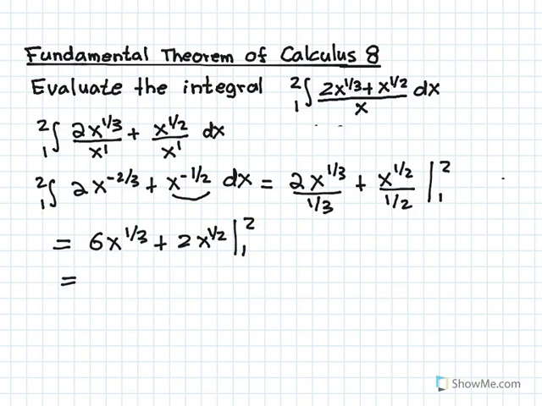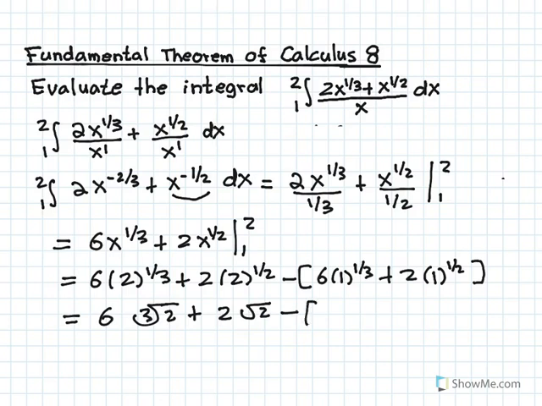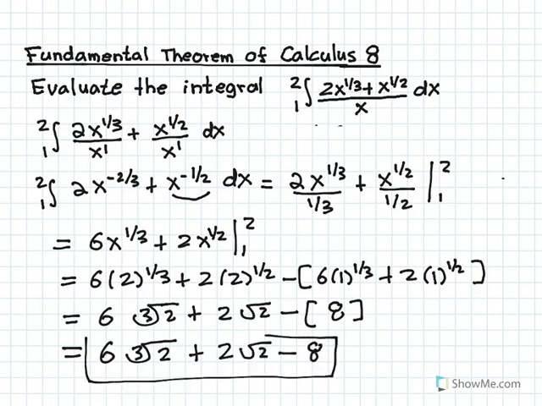Let's put the upper limit in. We get 6 times 2^(1/3) plus 2 times 2^(1/2), minus, plugging in 1, 6 times 1^(1/3) plus 2 times 1^(1/2). So simplifying further, we get 6 times the third root of 2 plus 2 root 2 minus, and here we get 6 plus 2, that's just 8. The answer is 6 times the third root of 2 plus 2 root 2 minus 8. This is the value of the definite integral.